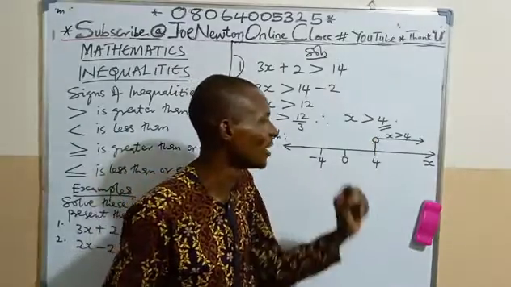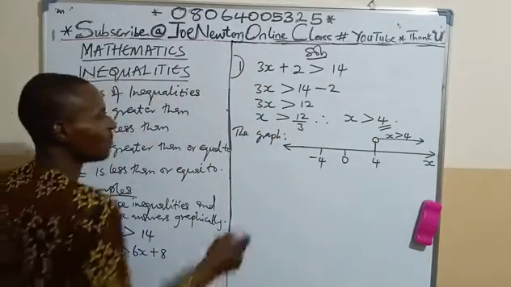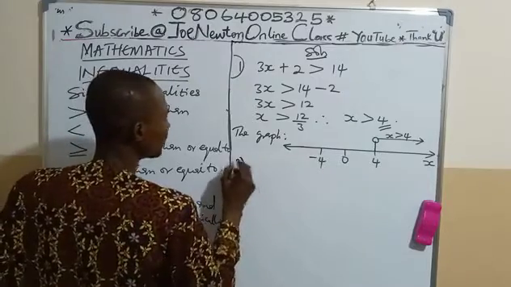So that's why it is open here. So this is how to present the answer graphically. Then let's look at number 2.